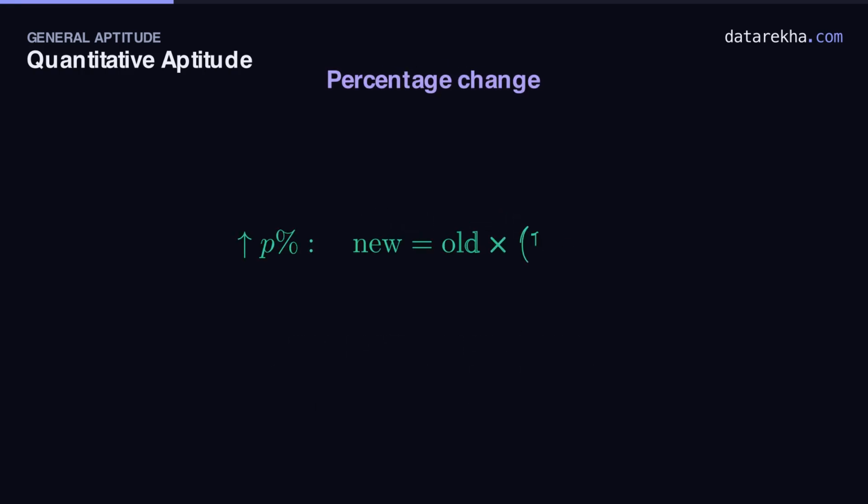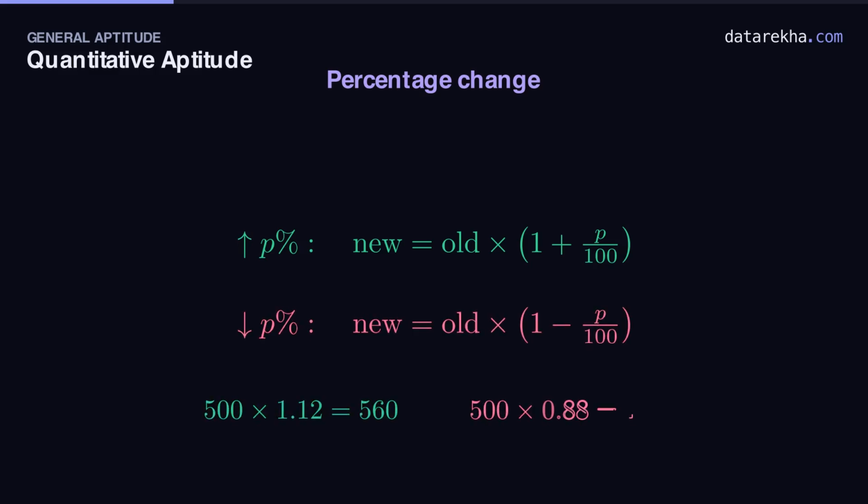Now the part that trips everyone, change. To go up by p%, multiply by 1 plus p over 100. To go down, 1 minus it. Think in factors, and percentages start behaving.